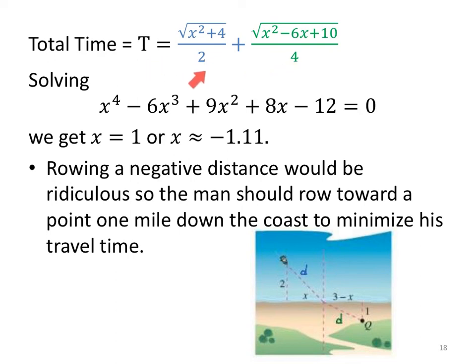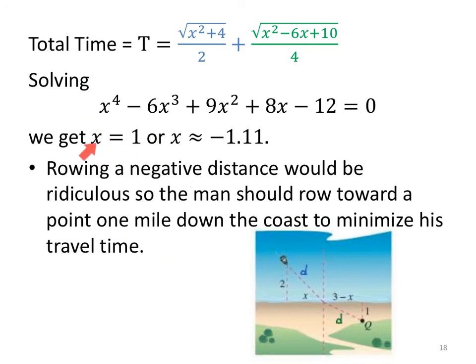We have our total time, solving the derivative of time equal to 0 using pre-calculus techniques, the rational zeros theorem, a little bit of Descartes' rule of signs. We end up with x equals 1, or x is approximately negative 1.11. Now, this negative, rowing a negative distance, he would be rowing away from the direction he was trying to get to, so it doesn't make sense.